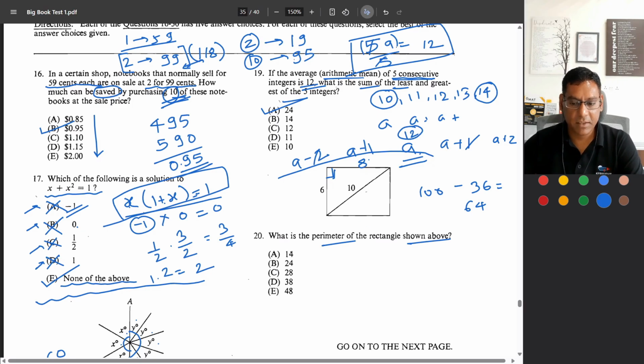Fine, so this is 8. That means this has to be 8, and this has to be 6. What is the perimeter? 8 plus 6, and twice of that. 8 plus 6 is 14, twice of that is 28. So the answer is C.